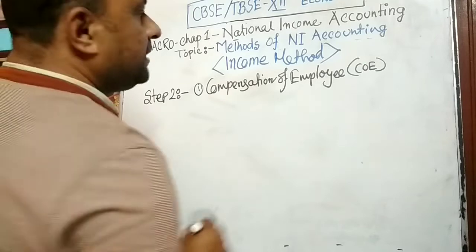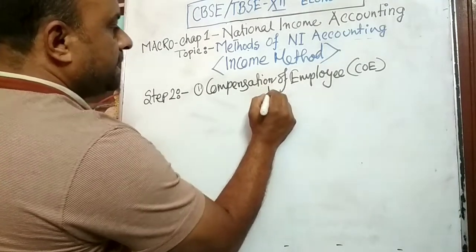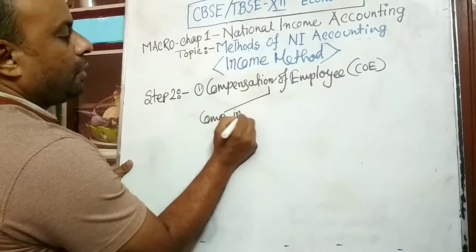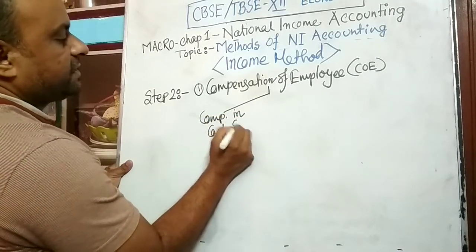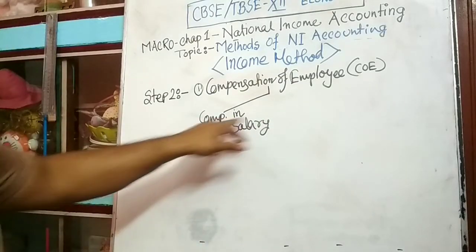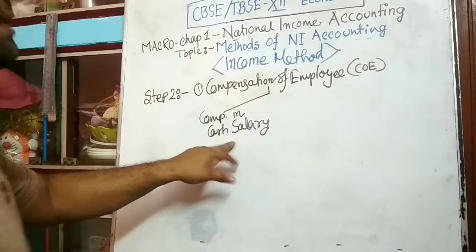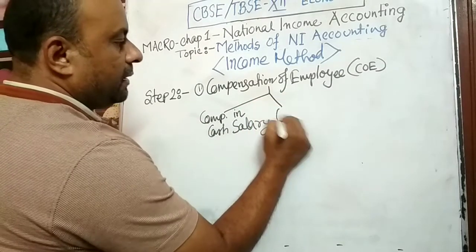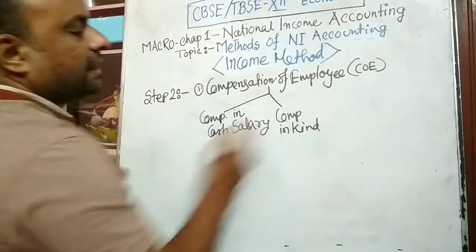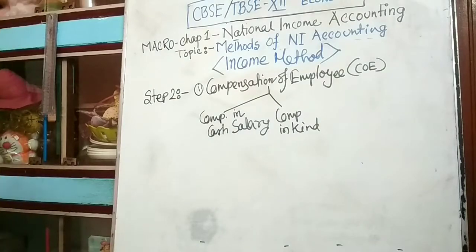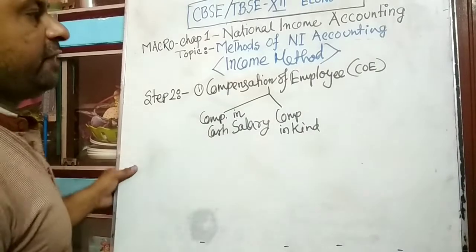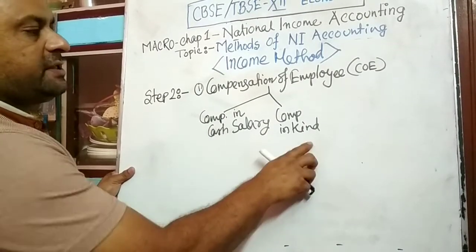It has three parts. One is compensation in cash, which means cash salary. After the completion of the month, the cash income I will get. This is compensation in cash. Salary you will get. Secondly, compensation in kind means not directly money but other facilities are provided. Suppose free housing, free quarter is provided, free uniform is provided, free transportation. This is compensation in kind.